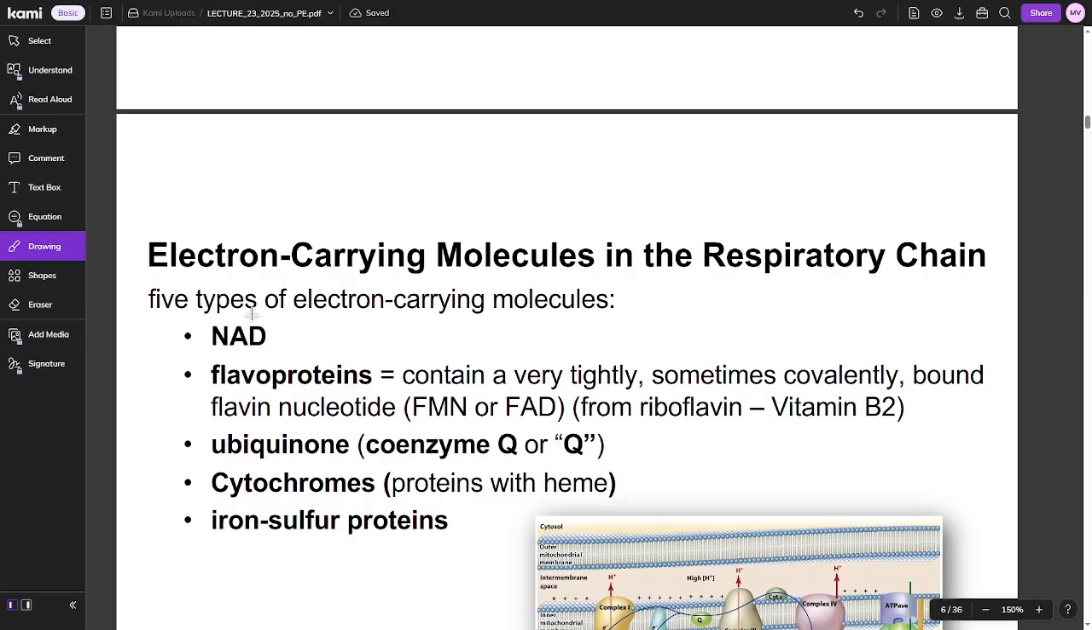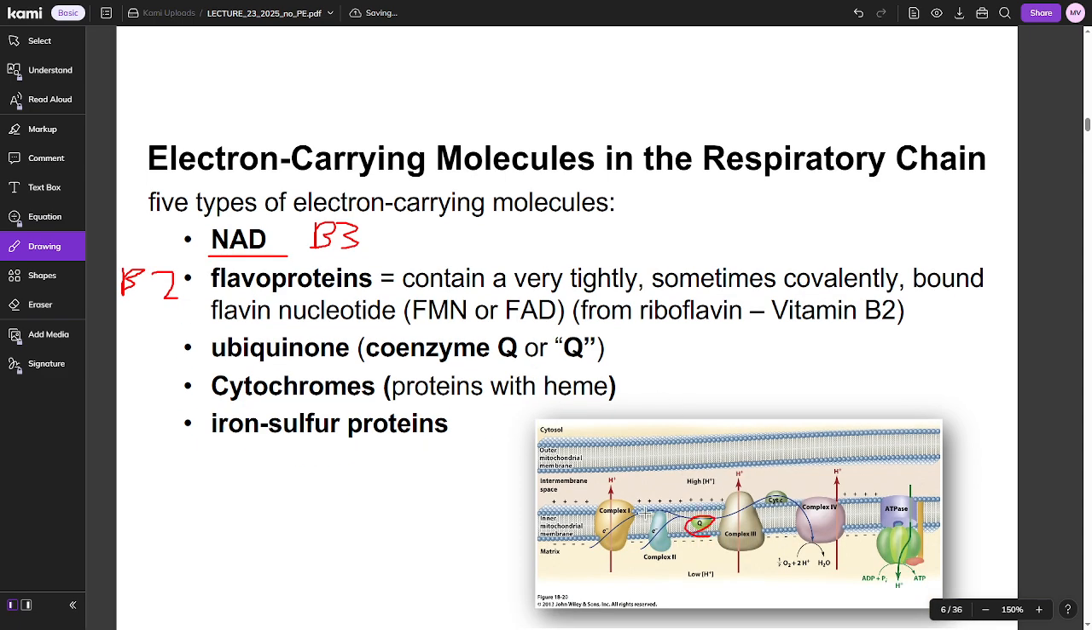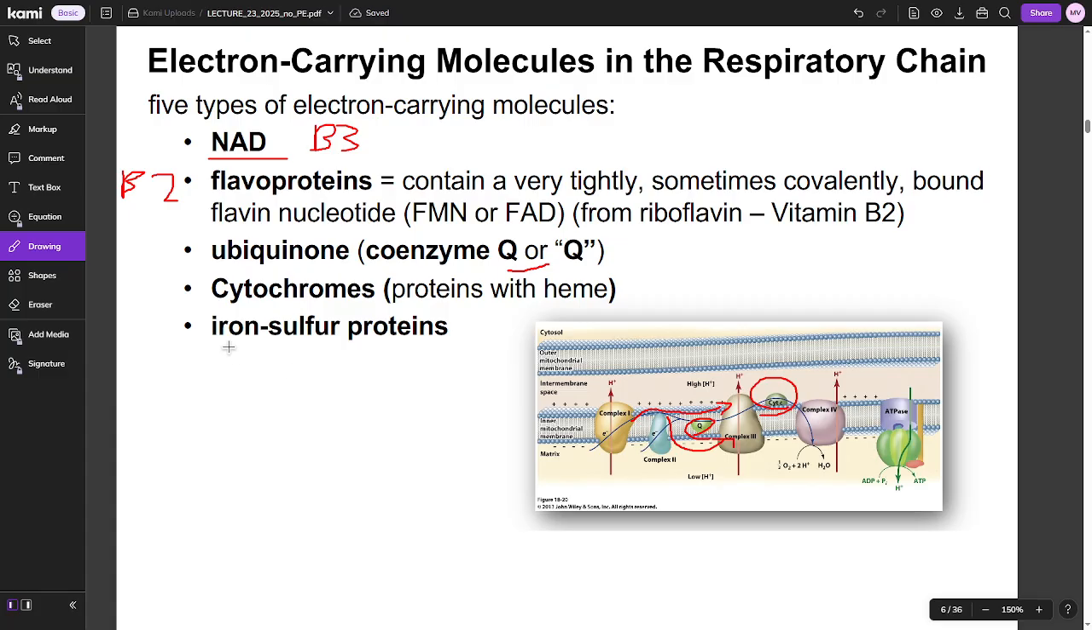So electron carrying molecules, there's a lot of them. There's NAD, so vitamin B3. There's flavoproteins, this is riboflavin-based stuff, so like B2. Ubiquinone is actually Q, so this guy carries electrons from complex 1 to complex 3, and also complex 2 to complex 3. So coenzyme Q otherwise. And then cytochromes, so cytochrome C specifically carries from 3 to 4. And there's iron sulfur proteins that are within the complexes, basically. Those are the main electron carrying molecules that you need to know.